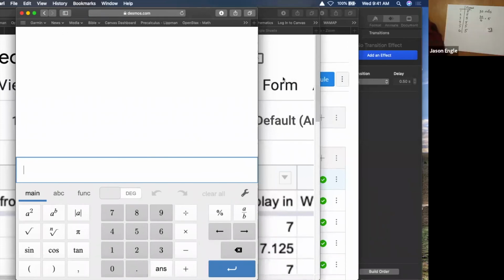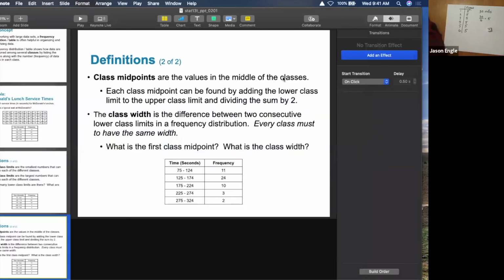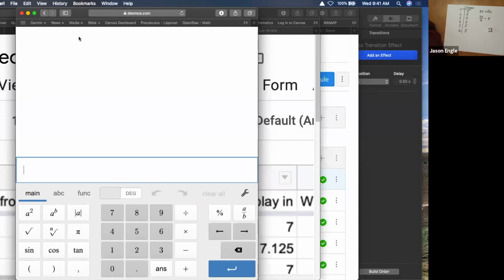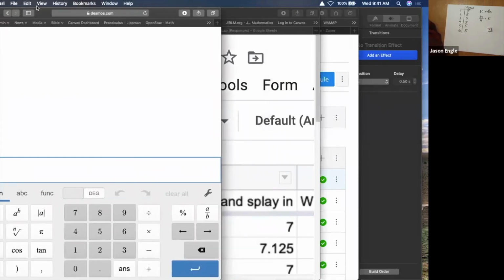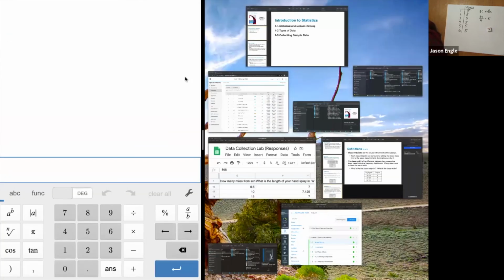So yeah, let's see here. Where was I? This one right here. All right. Where did it go? There it is.